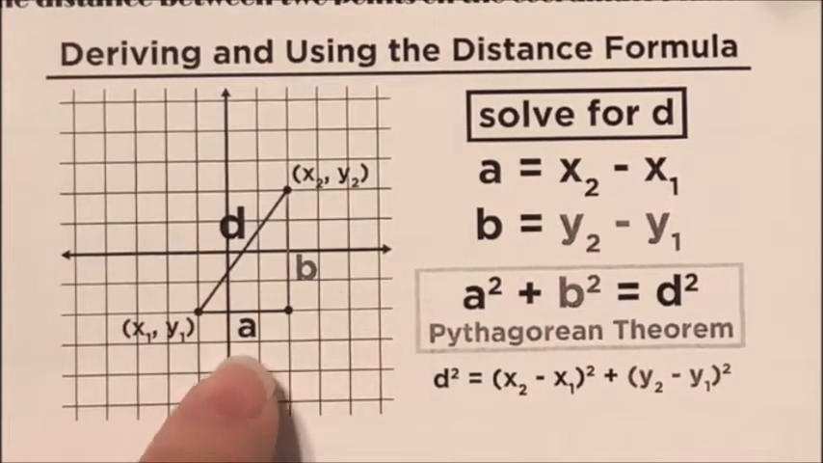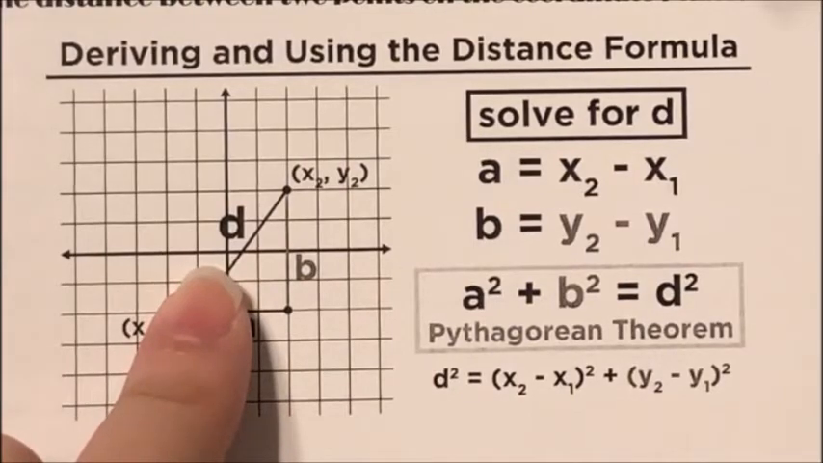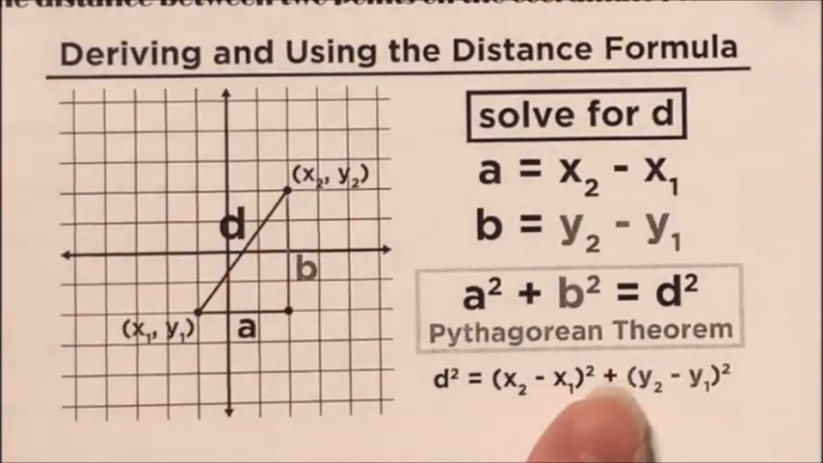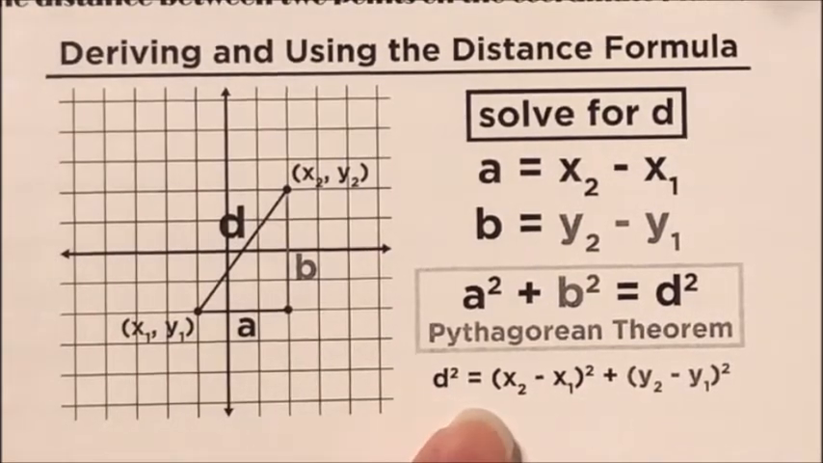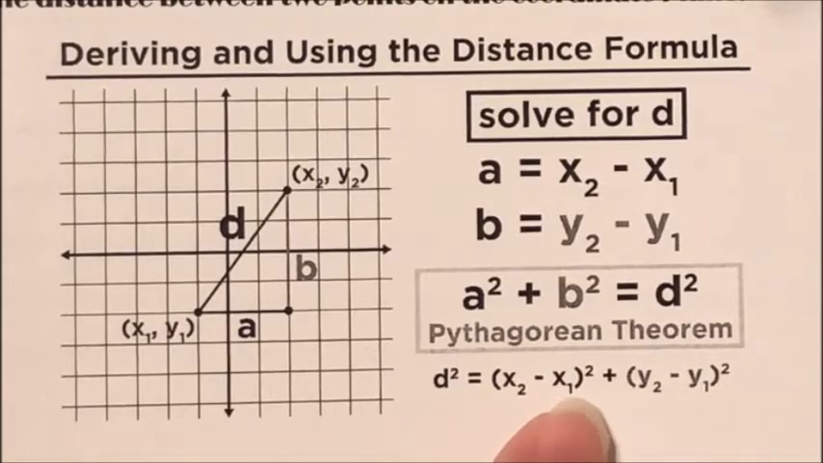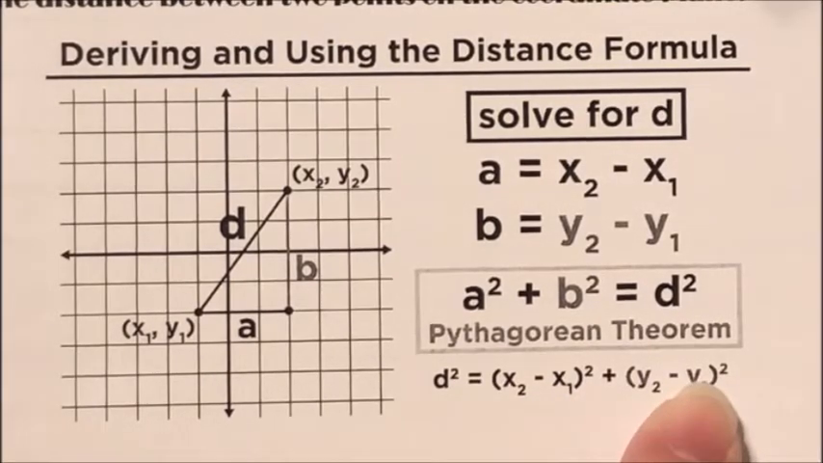Okay, we know that a squared plus b squared equals c squared normally, but d squared in this case. So d squared equals (x2 minus x1) squared plus (y2 minus y1) squared.